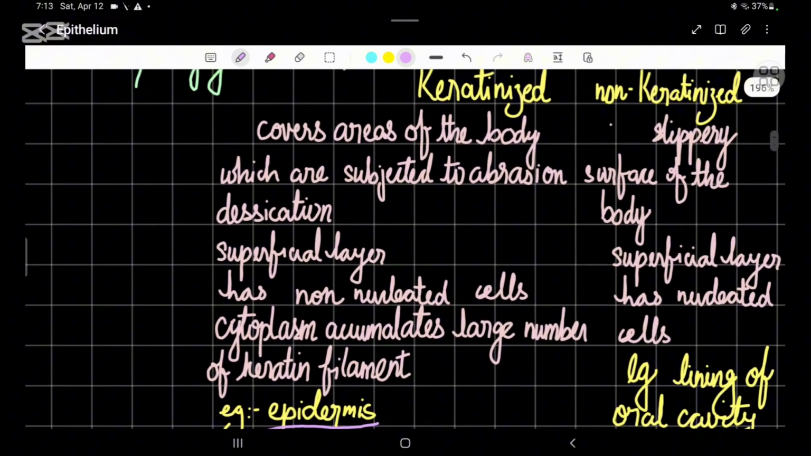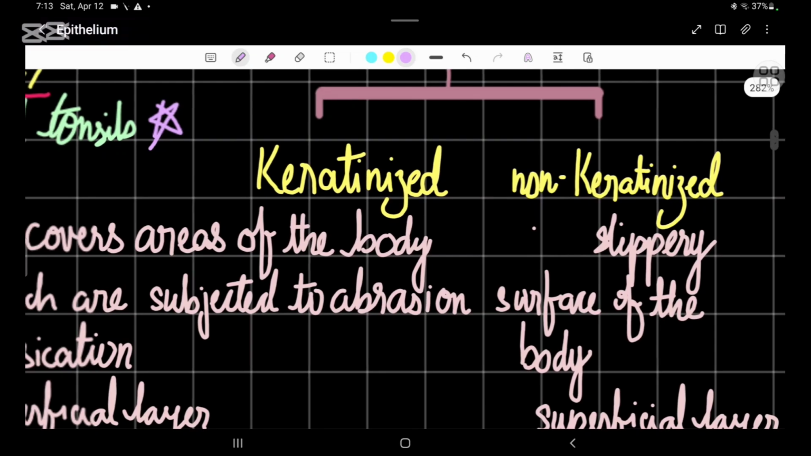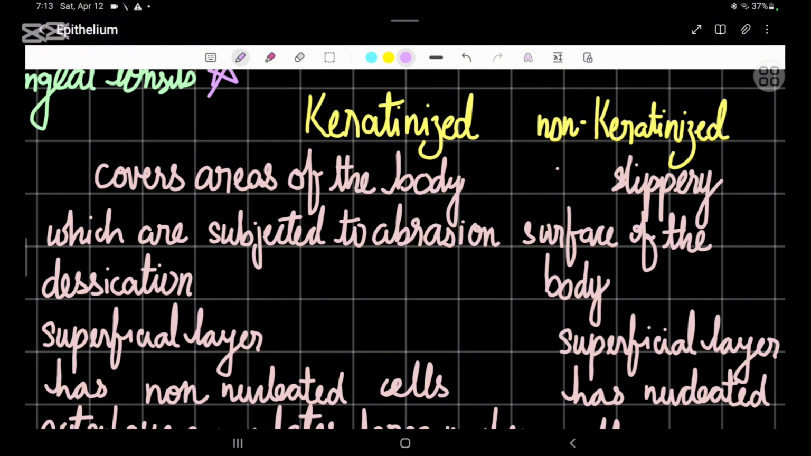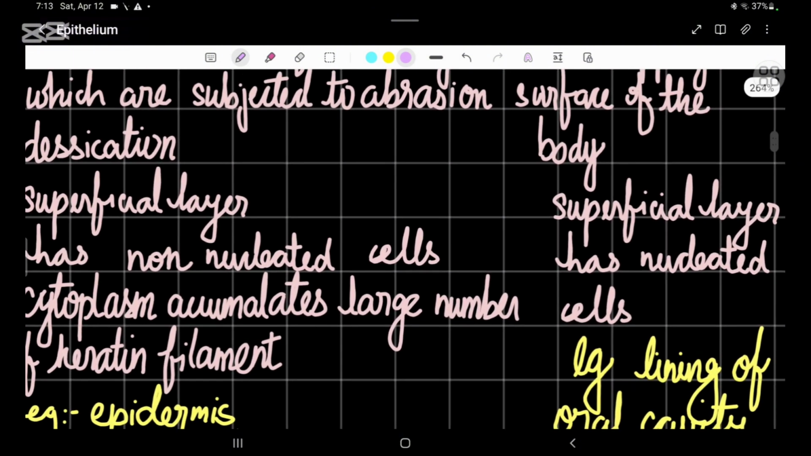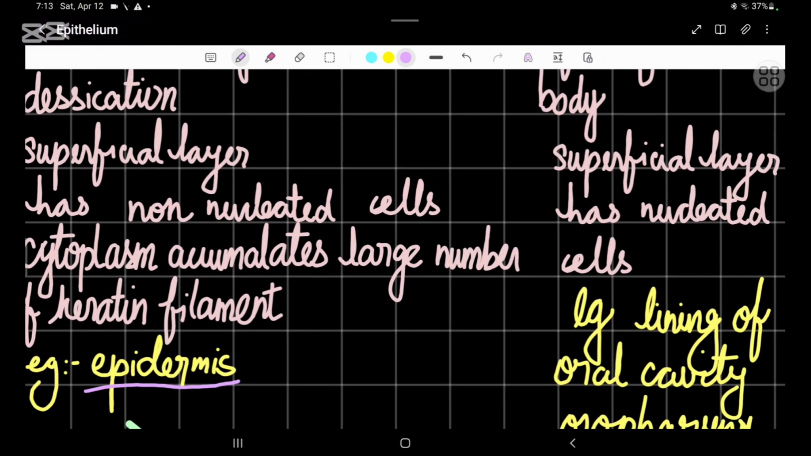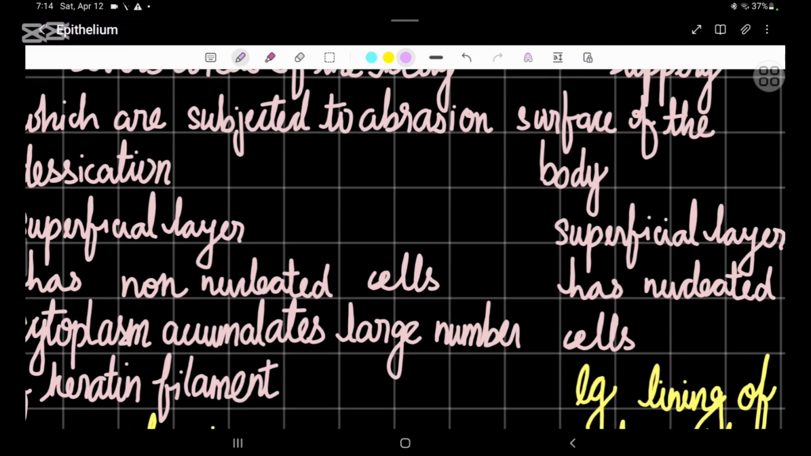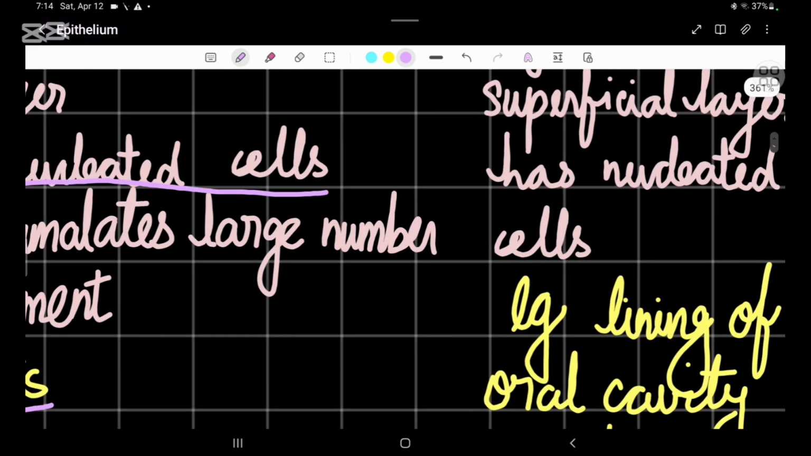Okay. Now coming to the non-keratinized, you all know the keratinized one has the dead cells. So the non-keratinized one has no dead cells on its topmost surface. So they have a slippery surface. As you all know, the function of the keratinized one was to avoid desiccation and abrasion. In this one the superficial layer is living cells, so they have a nucleus. Although the keratinized one was not living, they were dead cells, so they are non-nucleated. Over here it's written, my bad, I haven't noticed it, nucleated cells.